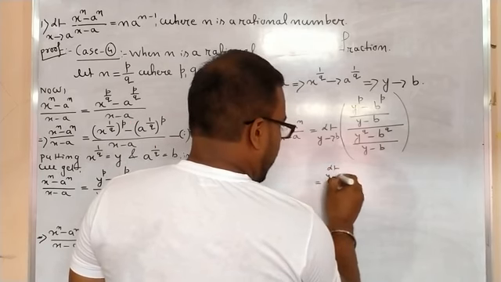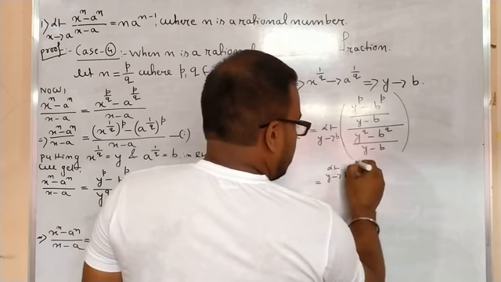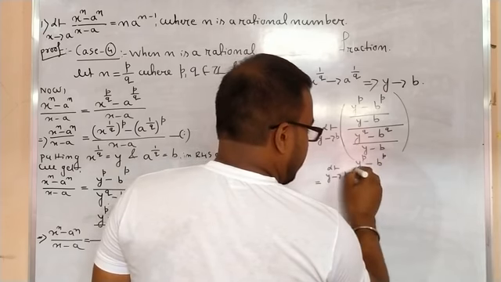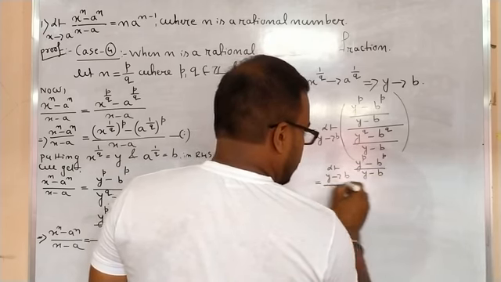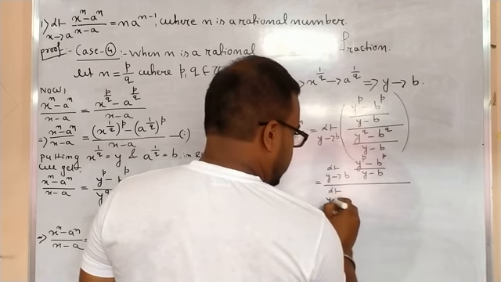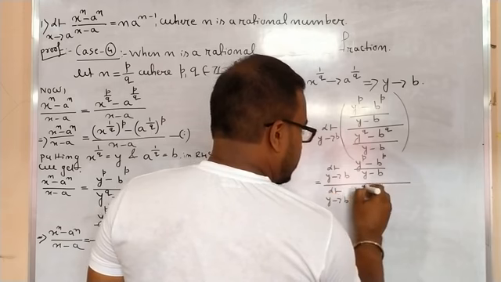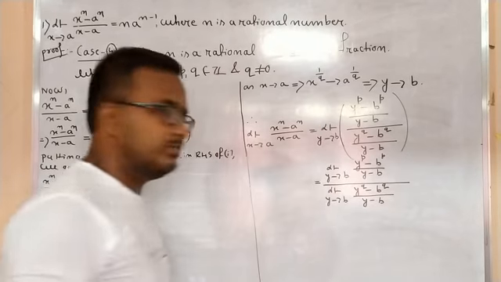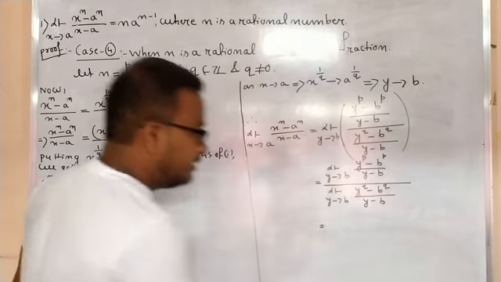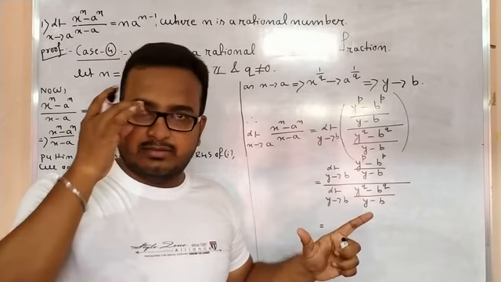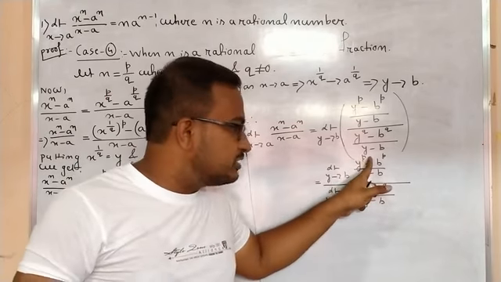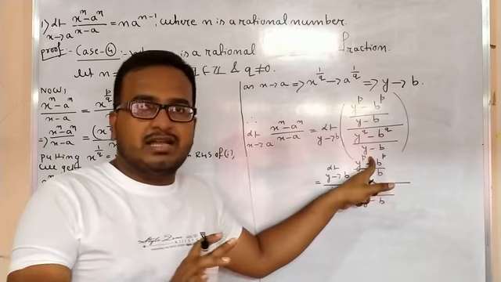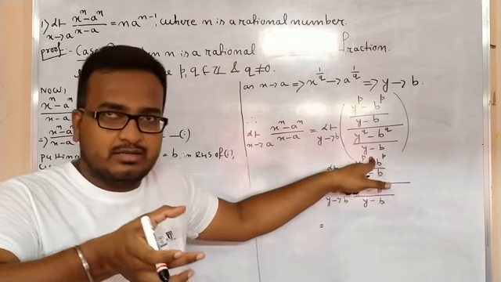Limit y tends to b, y to the power p minus b to the power p divided by y minus b, whole thing divided by limit y tends to b, y to the power q minus b to the power q divided by y minus b. Right? Now one thing you have to remember: here p is any integer. It can be positive, it can be negative, right? But we have already proved the result for both positive integers as well as negative integers, right?